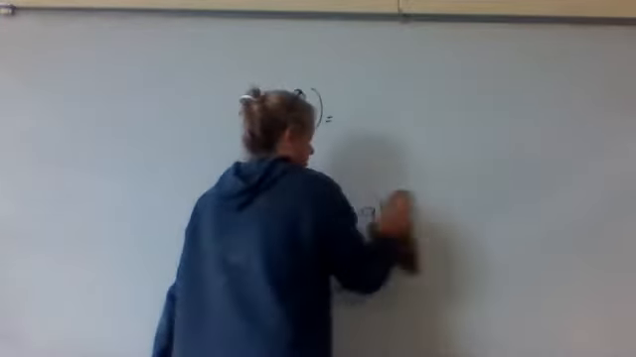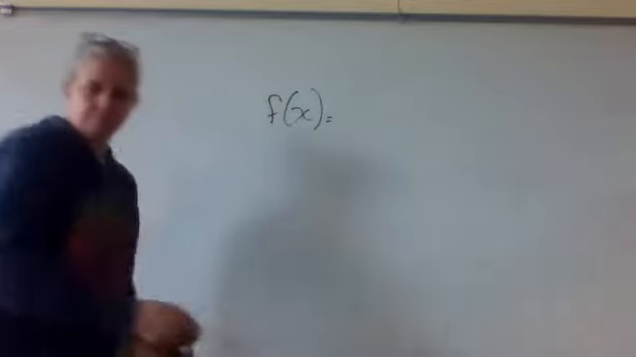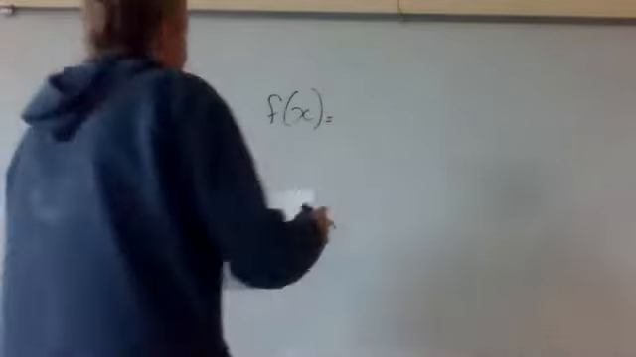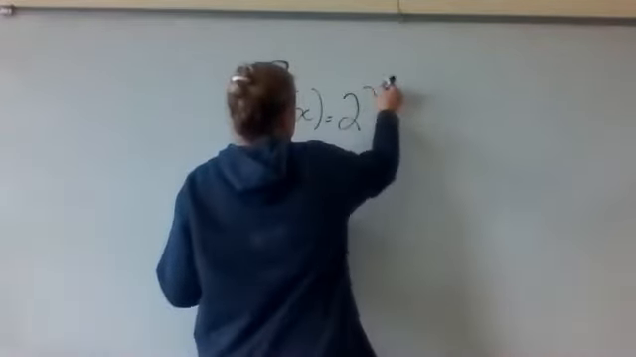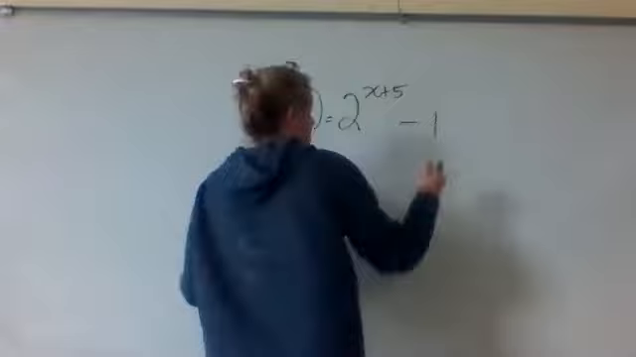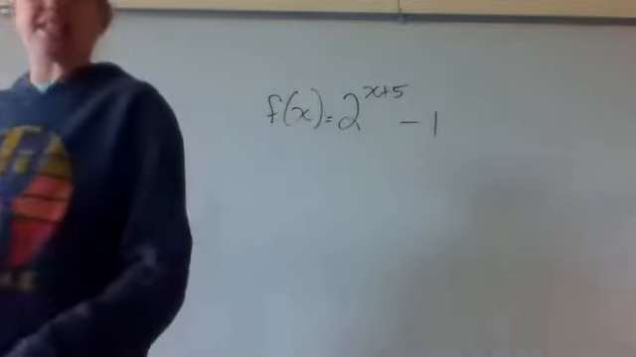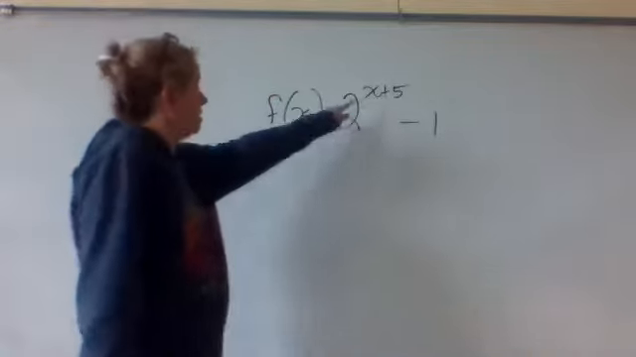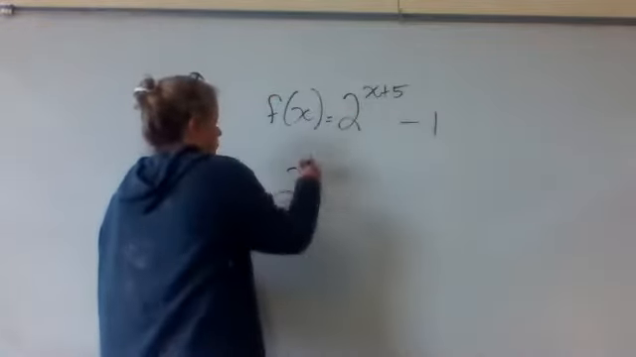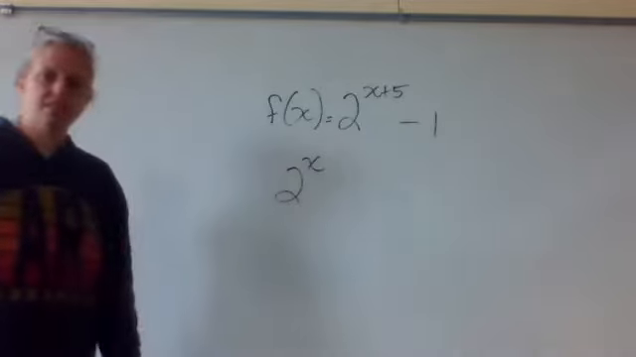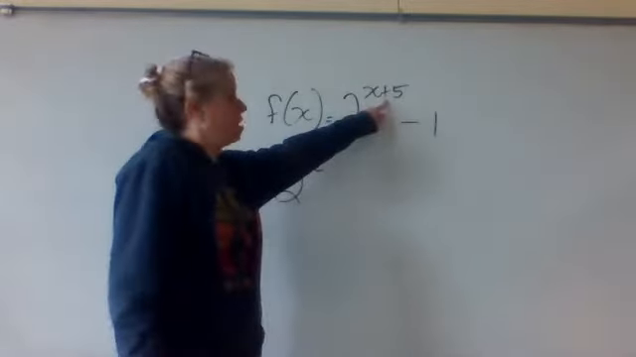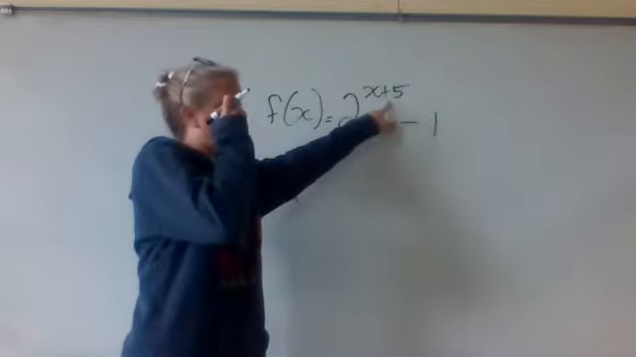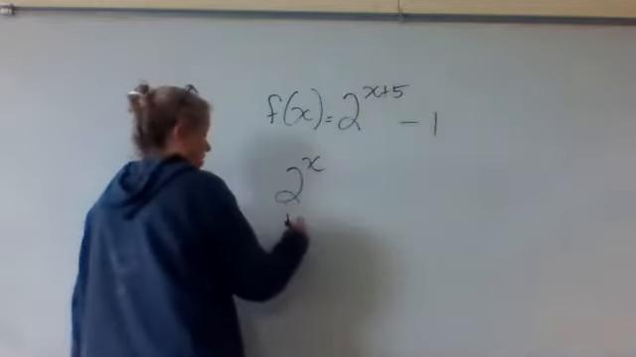Right, number 3. F of x equals 2 to the x plus 5, and then minus 1. So this one has an inside and an outside number. So you're going to start off with the base of 2 to the x. Plus 5 is your inside number. So it's going to be a horizontal shift, but you go opposite the sign. So you're going to go left 5.